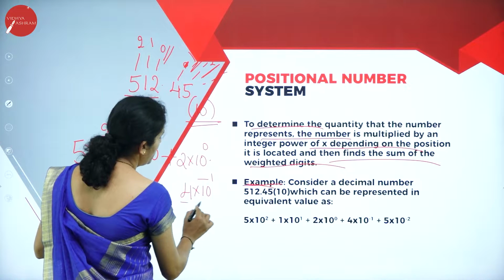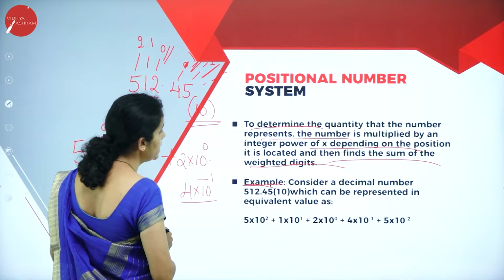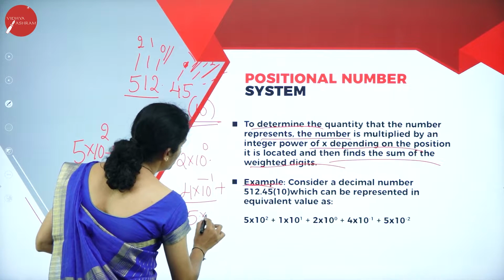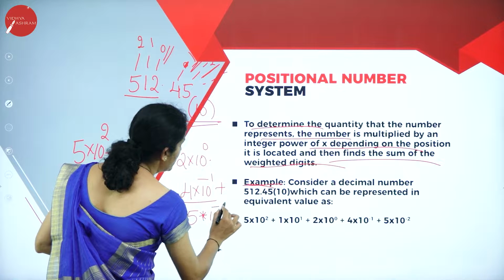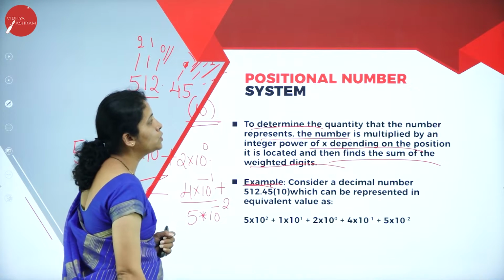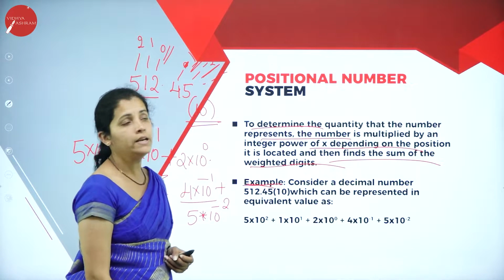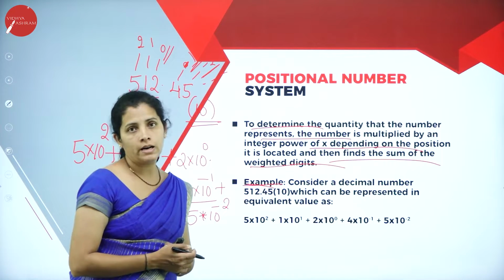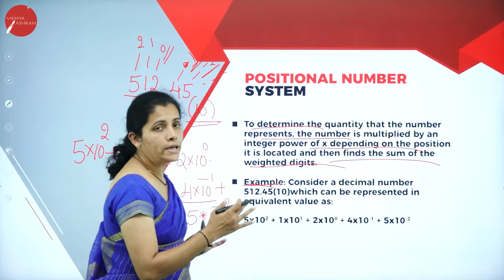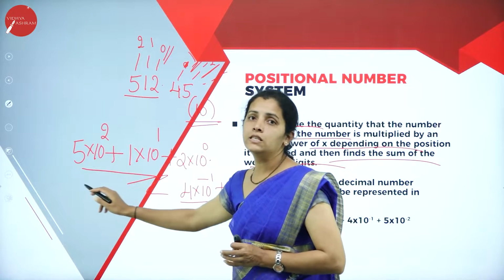So this is my left half, that is 4 into 10 to the power minus 1 plus 5 into 10 to the power minus 2. So this is the way I can represent or determine the quantity that the number represents. That means if I want to determine the quantity of the number, then I'm going to do it this way.